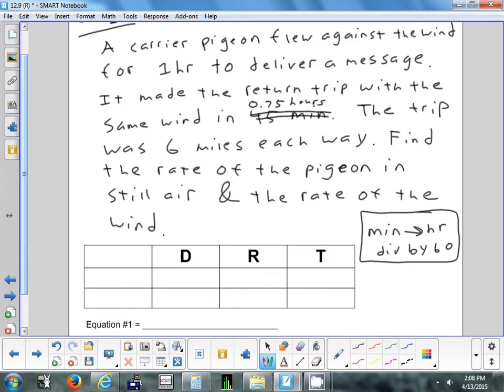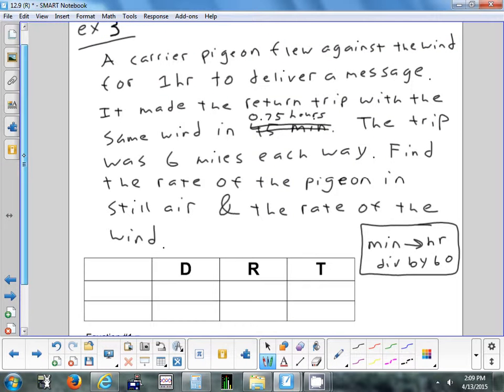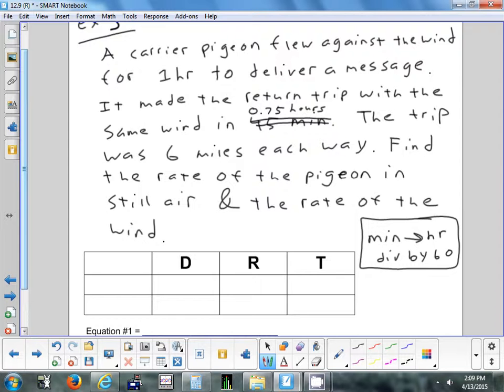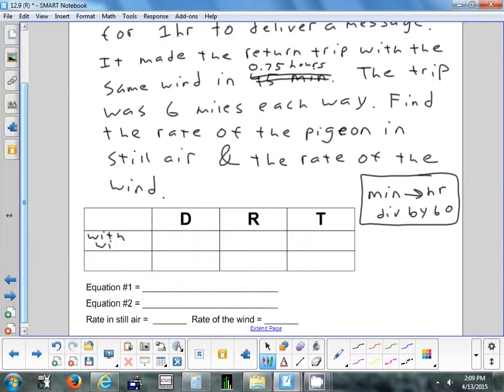Now here you don't have two things traveling. Like Mr. Roy said earlier, we had train one, train two, person one, person two. This is the same thing traveling. Tyler, how many things do you have traveling here? One thing. So I'm going to represent it as pigeon traveling with wind and pigeon traveling against wind. You can just write the words with wind, against wind, and save yourself some writing. We know it's the pigeon, if you read the problem.